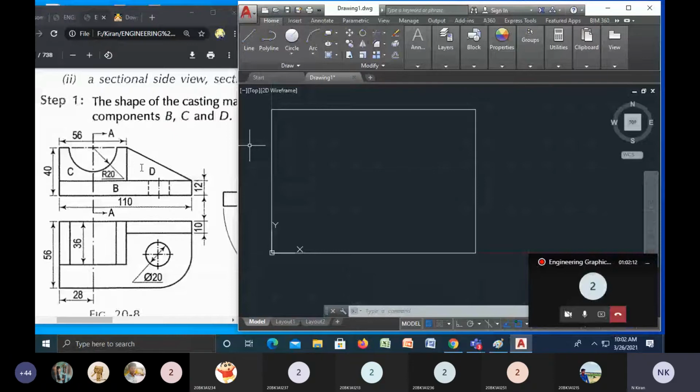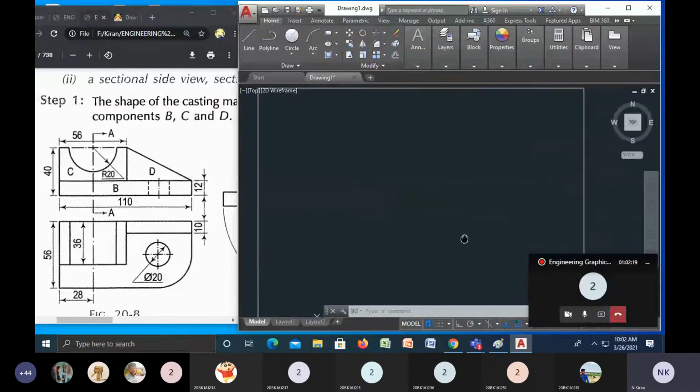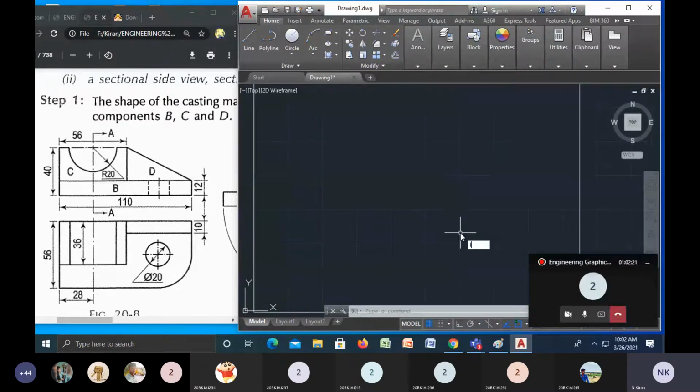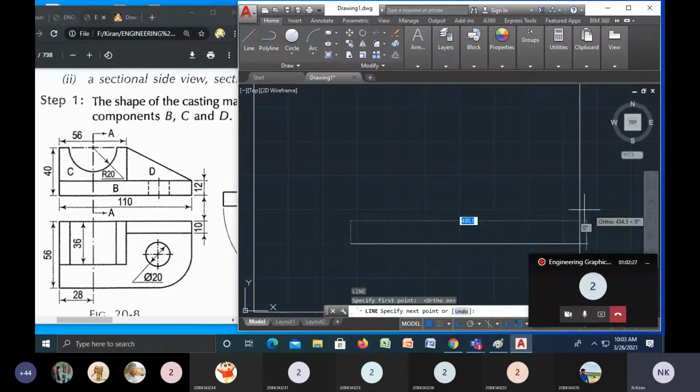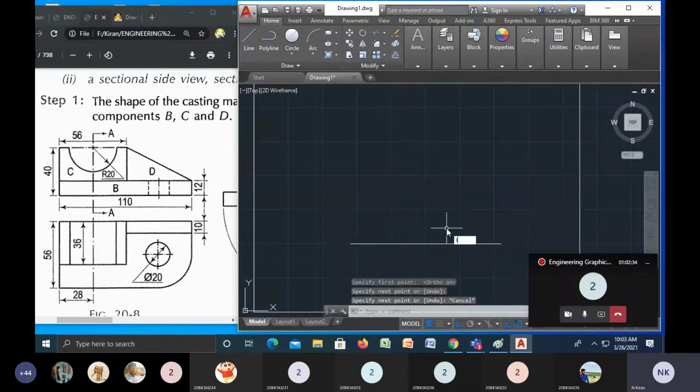This is your ortho diagram, and I have to convert it into isometric. Now L enter. Okay, and I will turn on the ortho mode. I will draw somewhere like this. Right, escape.